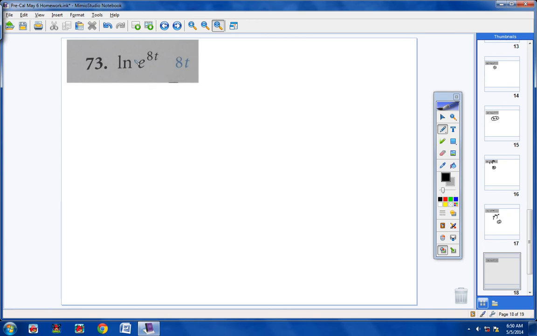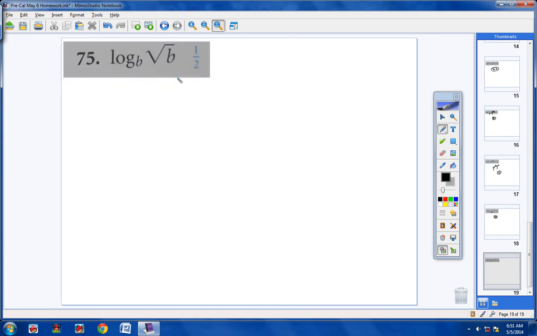Number 73. Now remember, natural log means log base e, so there's really an e here, okay? So whenever the base of the logarithm matches the base of the argument, your answer is just the exponent, and the exponent is 8t. So your answer is 8t. And then last but not least, number 75. Now this one here is a little tricky, but all that you have to do is rewrite your argument with an exponent. The square root of b is the same thing as b to the 1/2. And there we go. Whenever the base of your logarithm matches the base of your argument, your answer is the exponent, and the exponent is 1/2, so your answer would be 1/2.